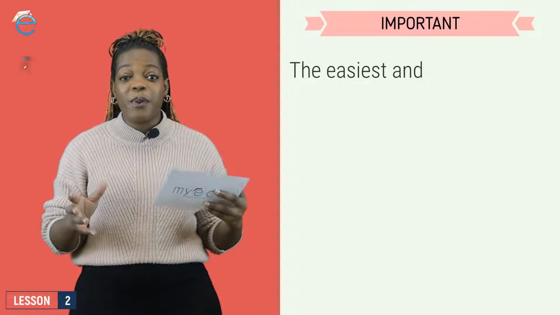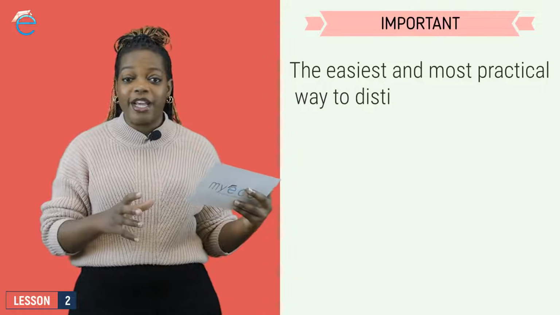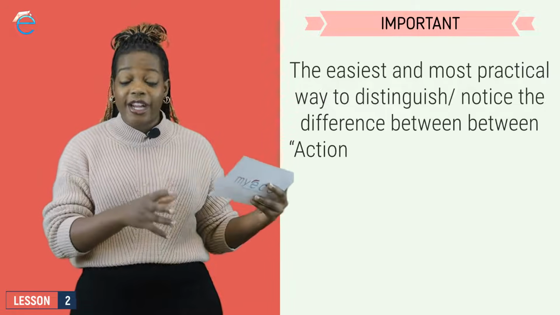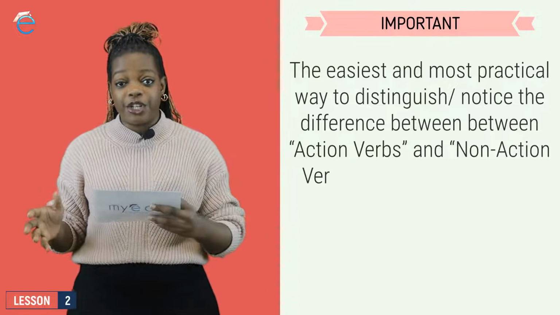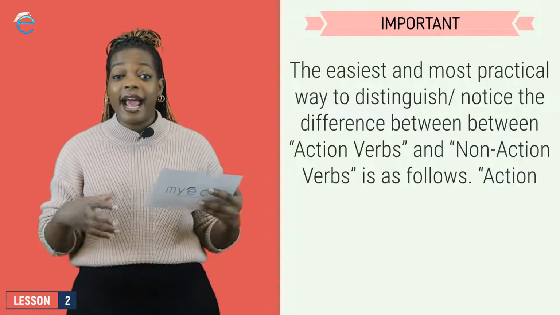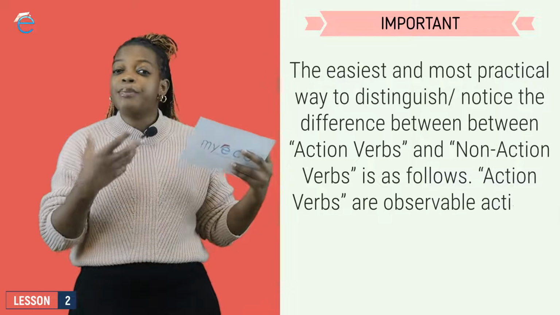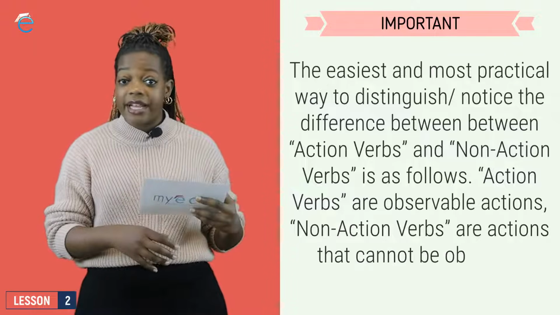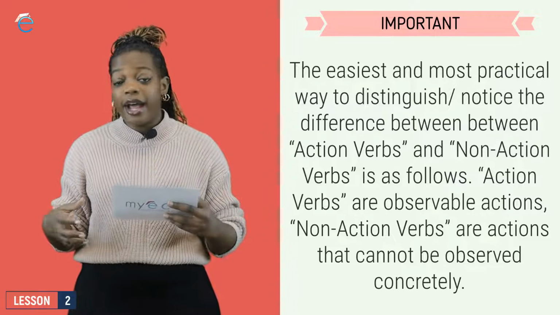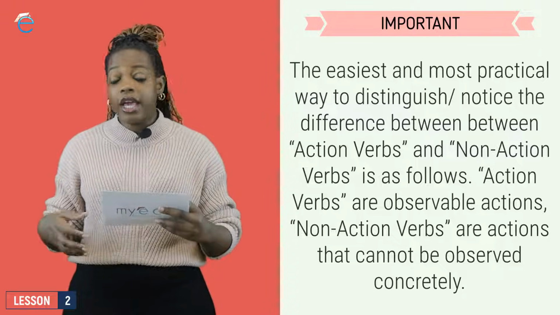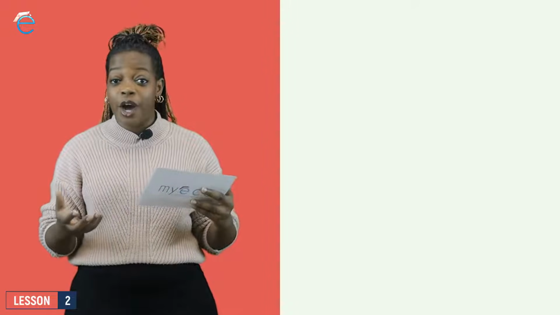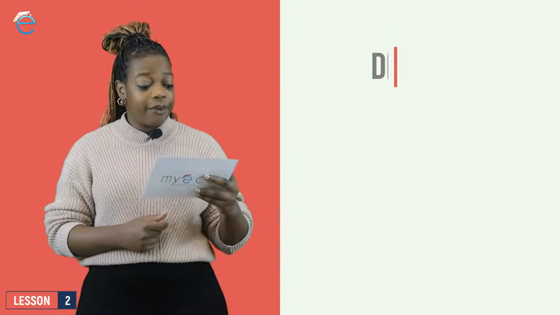The easiest way to recognize or notice the difference between action verbs and non-action verbs is that action verbs are observable, something we can see, whereas non-action verbs are unobservable. We can't see them. Some examples of non-action verbs are desire.